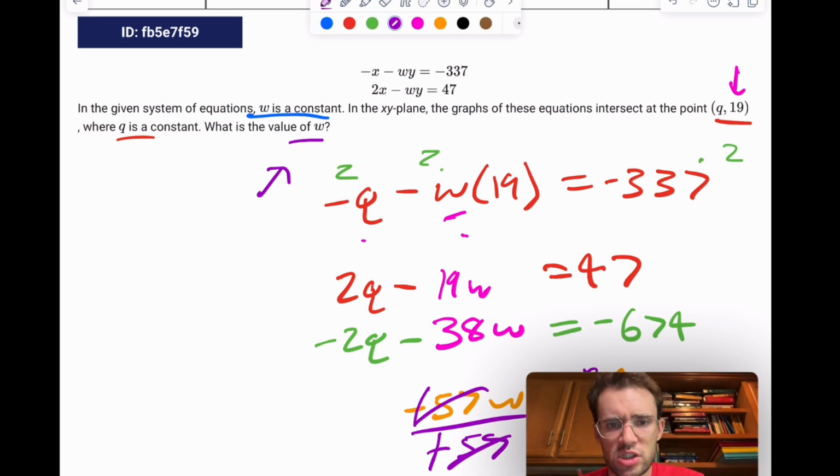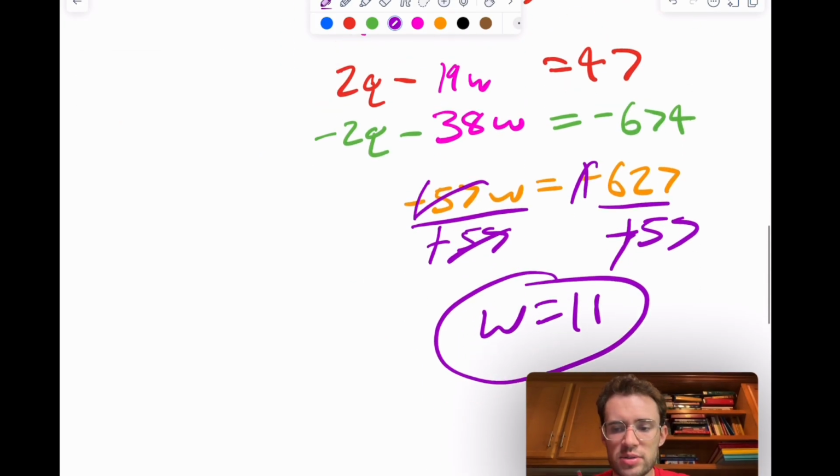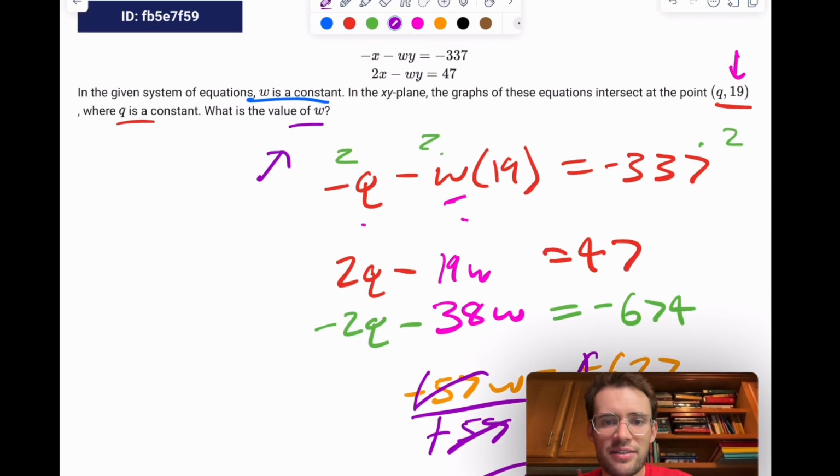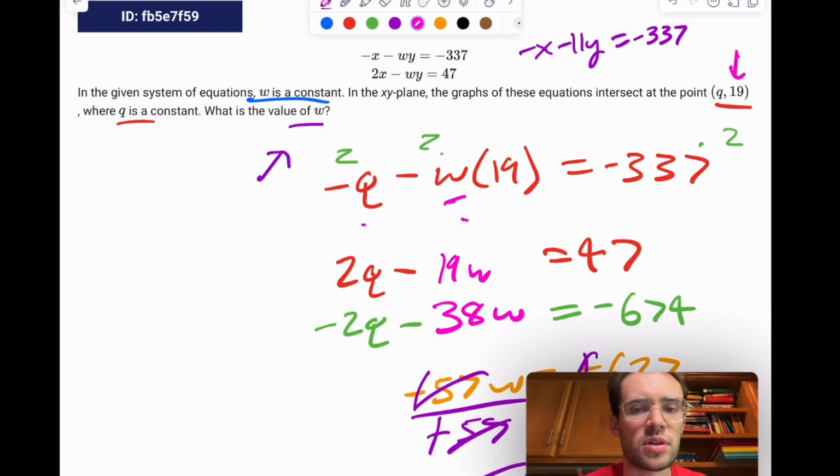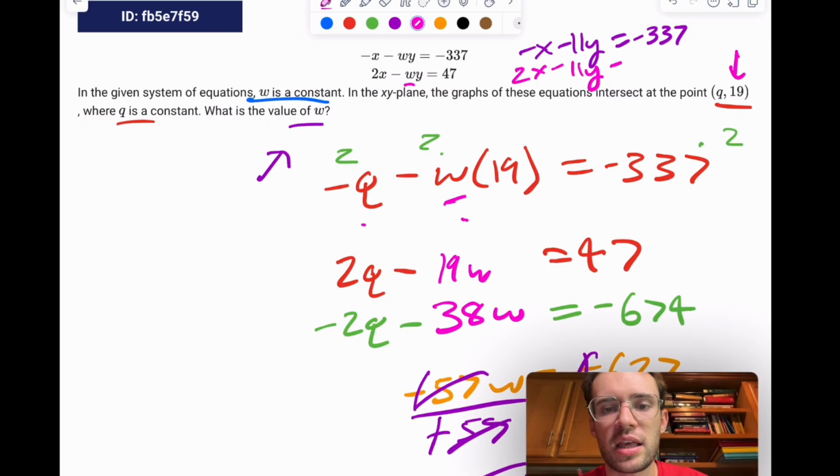So we can just type these equations in. We have negative x minus wy, and again, our w value we said is 11. So that's going to be negative x minus 11y equals negative 337. That's one equation. Now, if we plug w into this second equation, we get 2x minus 11y equals 47. All right, so those are our two equations.